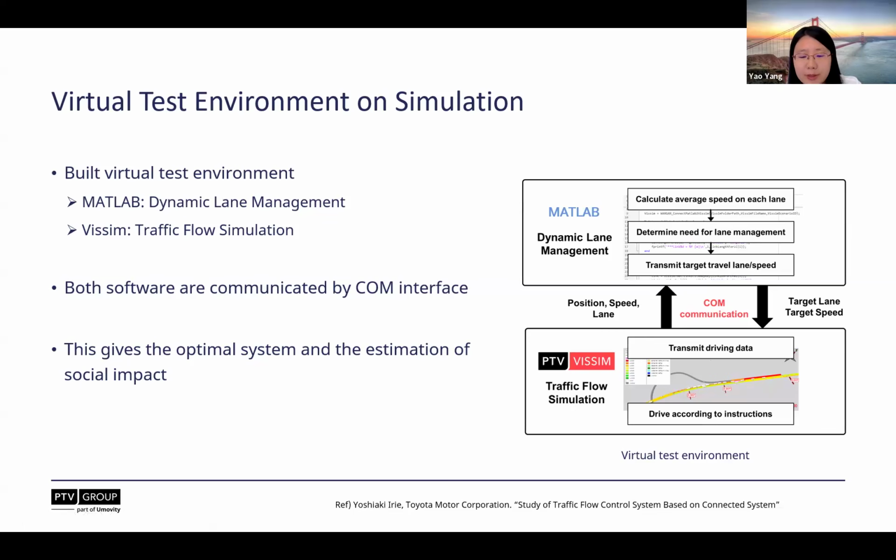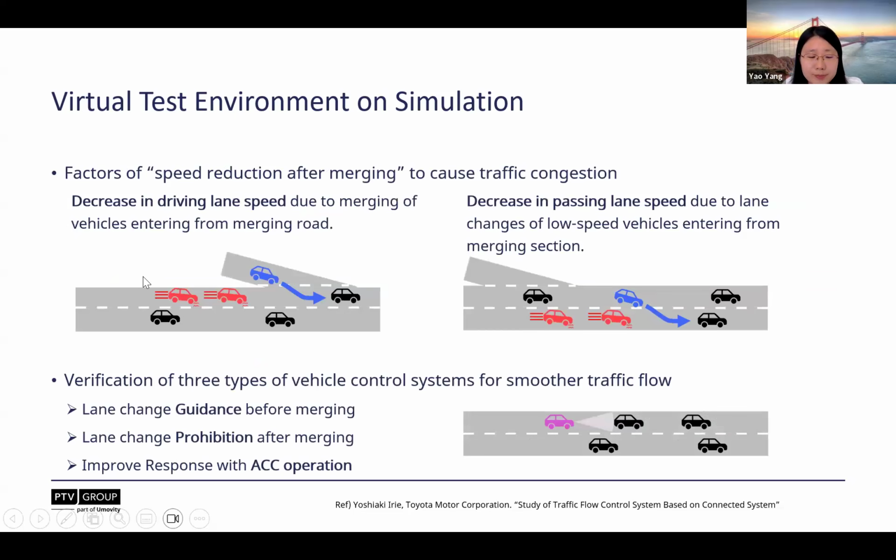These systems can help to identify the optimal system parameters and identify the social impact before installation in the real world. The purpose of the control system is mainly to eliminate the factors that cause the speed reduction after merging. For example, the analysis of the traffic condition can show that the speed reduction in the driving lane due to the merging, and also the speed reduction in the overtaking lane due to the lane change, were observed as well.